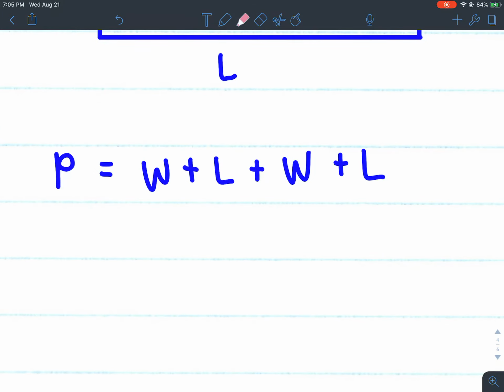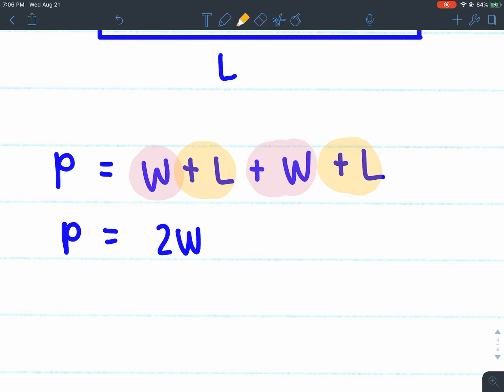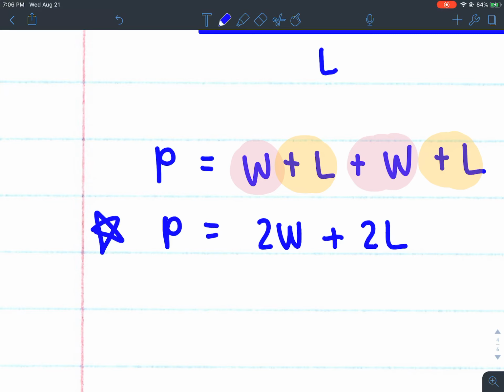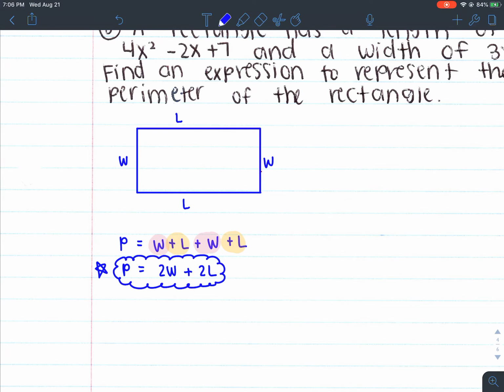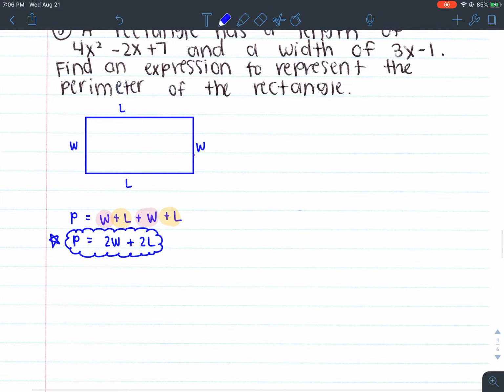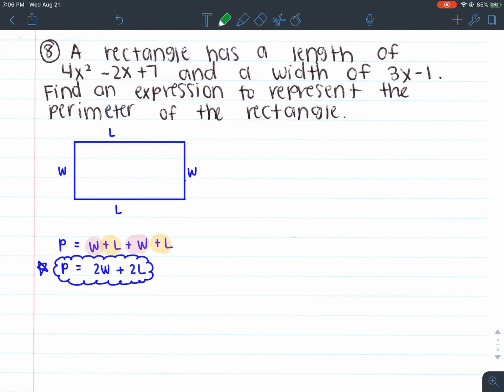Well, do I see any like terms? Yeah, I do. All right, so I have perimeter equals 2W, and then I have 2 L's, so that's going to be plus 2L. So this is a formula for perimeter of a rectangle. So if you forget it, you can always create it yourself, because you can draw a rectangle and then figure it out. So that's what we did. I pretended like I didn't know, and I just kind of used my knowledge from there.